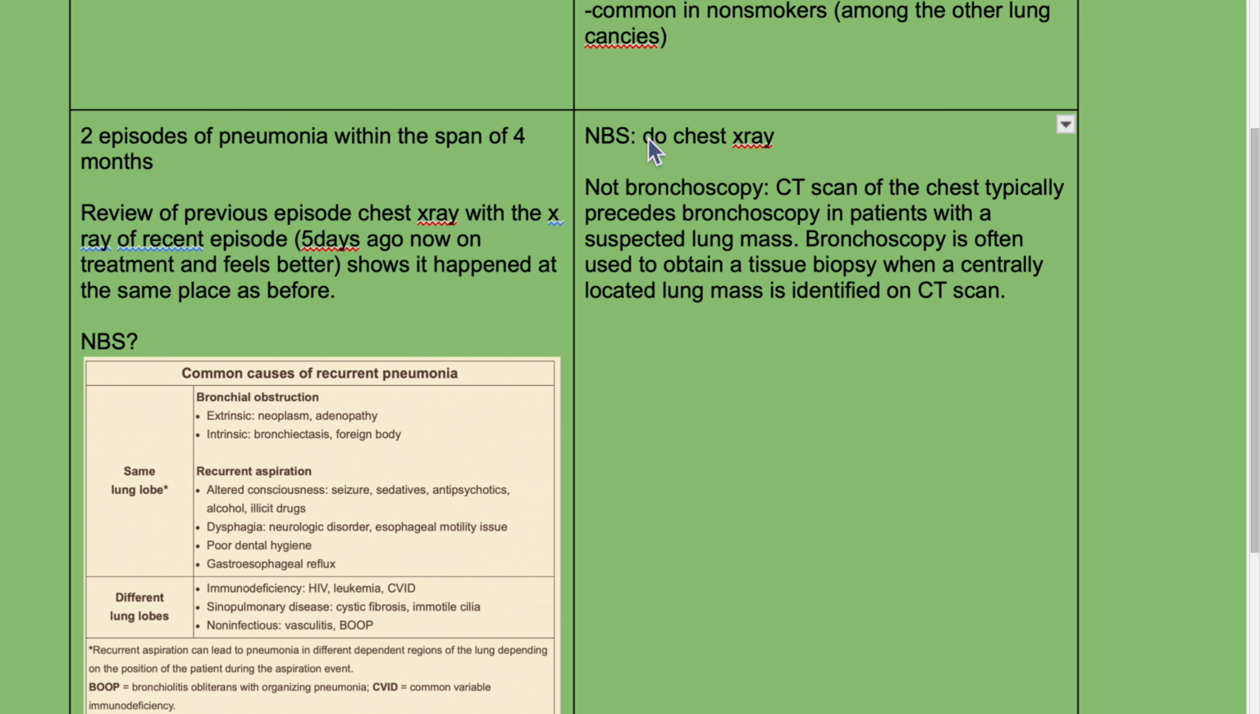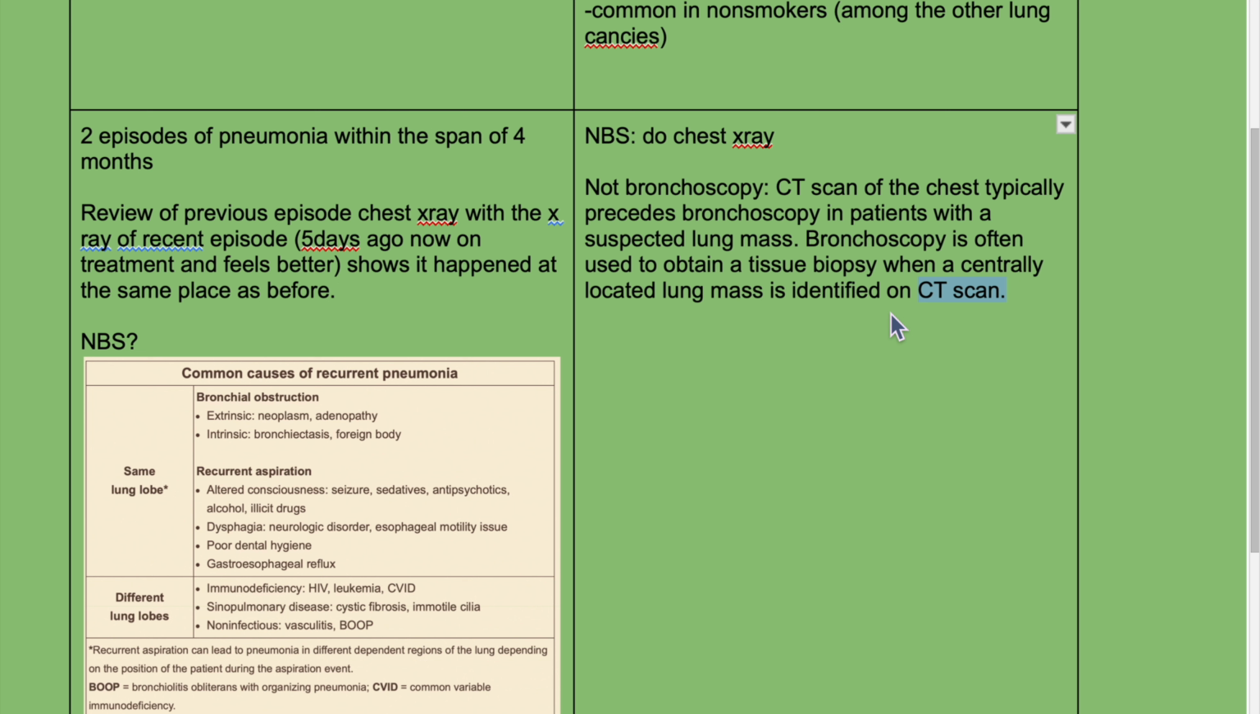Next best step is to do a chest X-ray, not bronchoscopy. Why? Because CT scan of the chest typically precedes bronchoscopy in patients with a suspected lung mass. Now that the area has cleared up, you can better visualize if there is one. Bronchoscopy is often used to obtain a tissue biopsy when a centrally located lung mass is identified on CT scan.